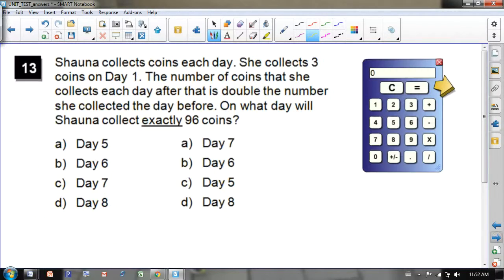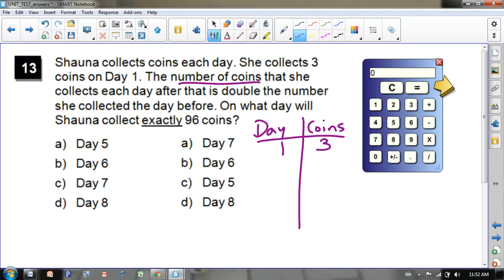For this last question, Shauna collects coins every day. So once again, I would probably make a T-table to organize it. So I have my day and my number of coins. She collects 3 coins on day 1. Now the number of coins that she collects each day after that is double. So double this is the same thing as multiplied by 2. So on day 2, she collects 6. And then if we double that, on day 3, she has 12.